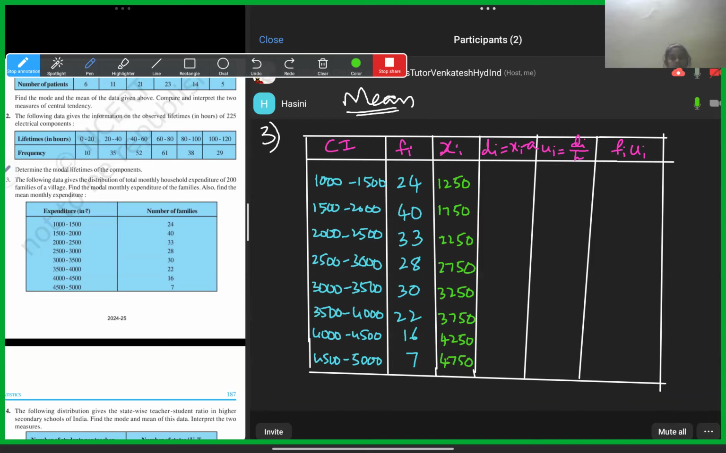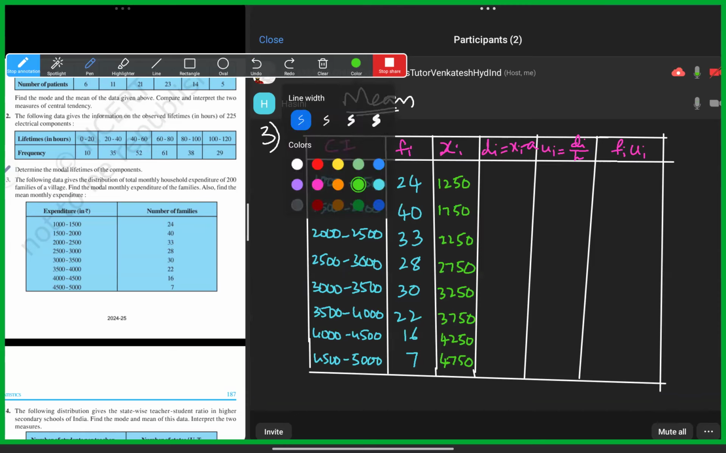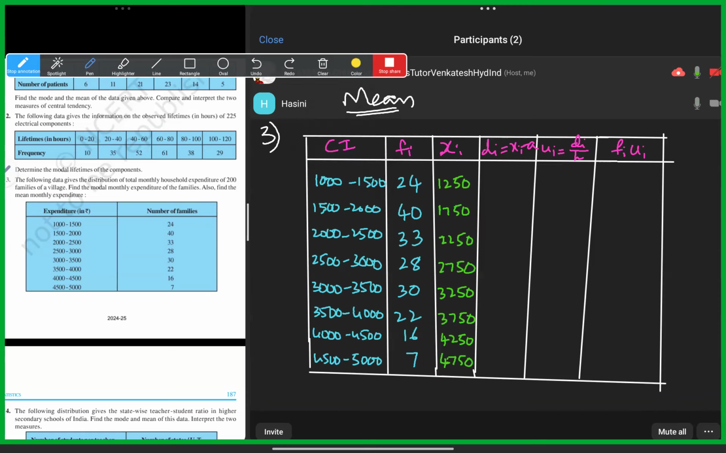Now di is equal to xi minus a. We select an a value from xi, somewhere from the middle. Let us select this as the assumed mean value, 2750. Our mean will mostly be nearer to this, because it's called the assumed mean value.